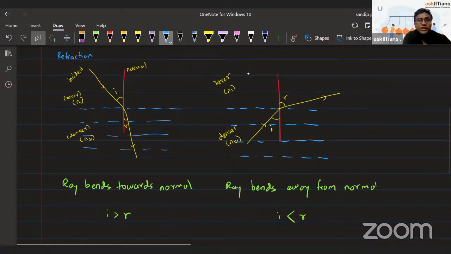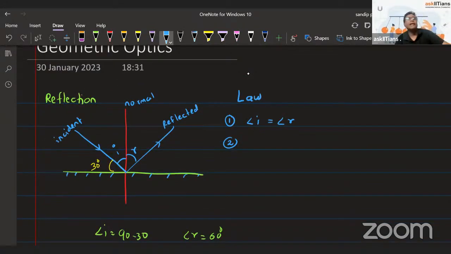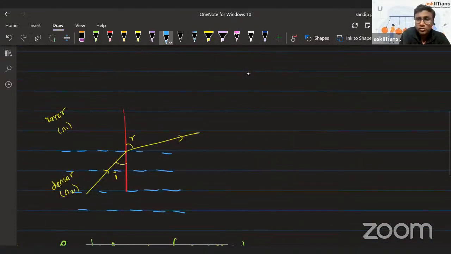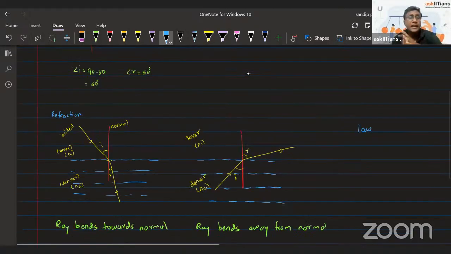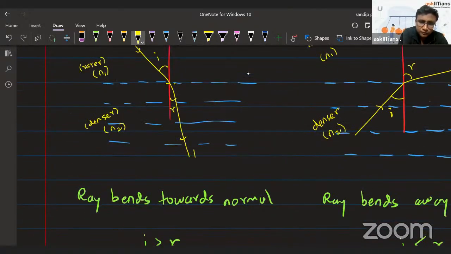So what are the laws here? We have seen the two laws of reflection: the incident angle equals the reflected angle, and the incident ray, reflected ray, and normal all lie in the same plane. In the refraction case also we have two laws. The first law is the same: the incident ray, the normal, and the refracted ray lie in the same plane.